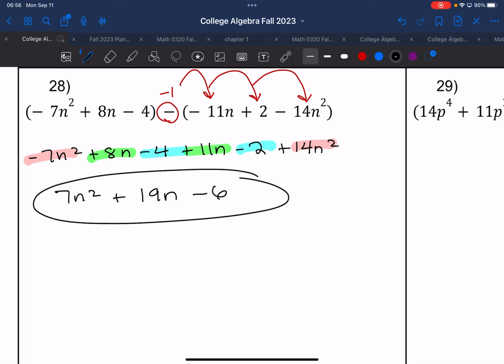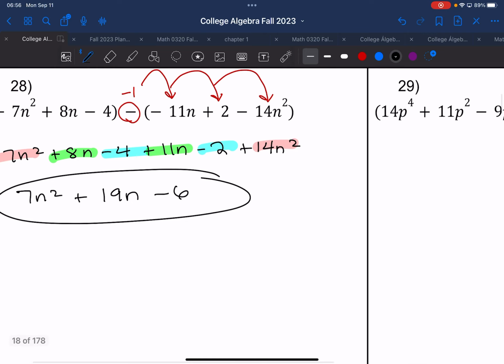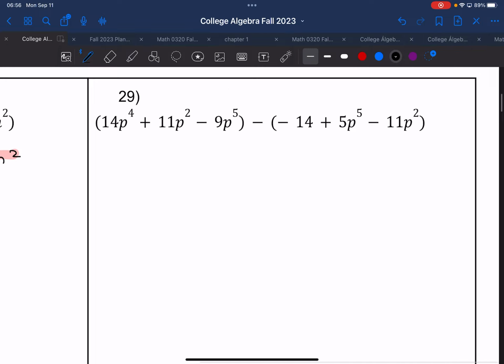So the only ones that are going to really require any work is if you see two expressions that are being subtracted. What if we saw two expressions being added? Would we need the parentheses? No. And we're going to see an example like that coming up.